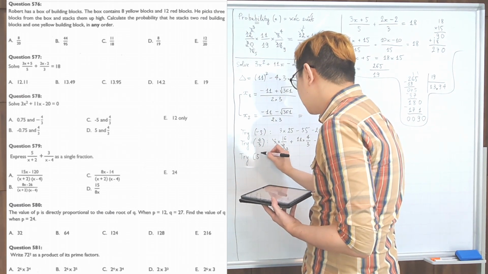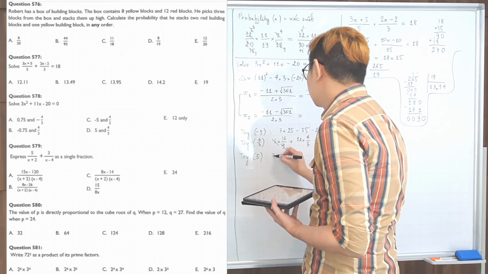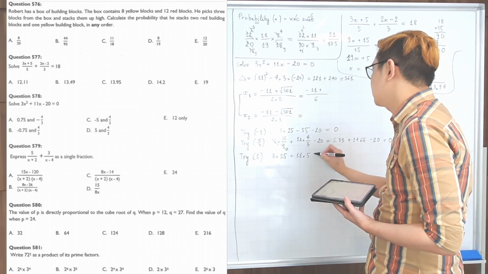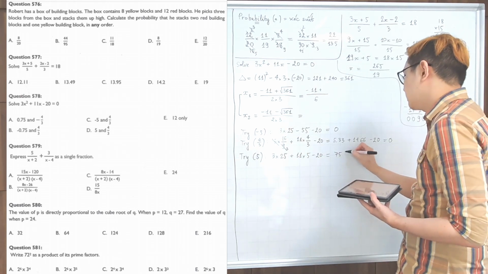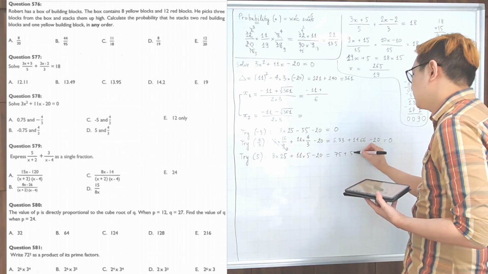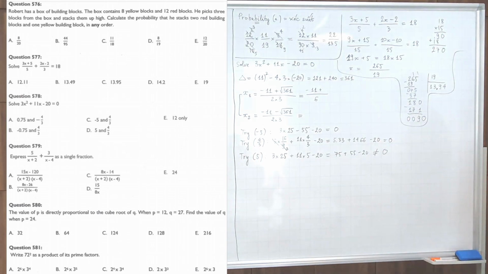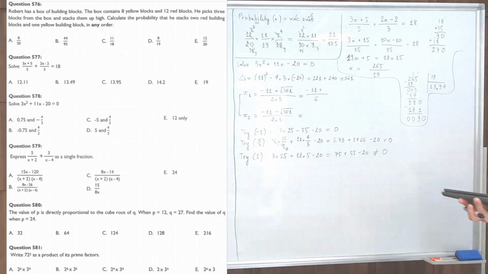Try 5, okay? So 3 times 25 plus 1 times 5 minus 20. You get 75 plus 55 minus 20 is different than 0. Nó không bằng không. Nếu mà cái đáp án 5 nó không bằng không. So if 5 is not a solution, it's not equal to 0, so 5 is not a solution of this equation. So D is wrong.